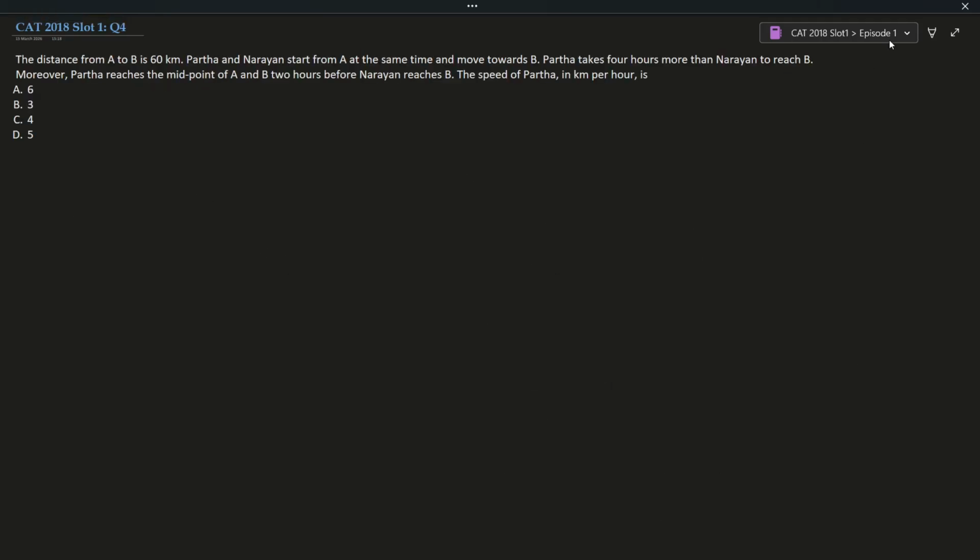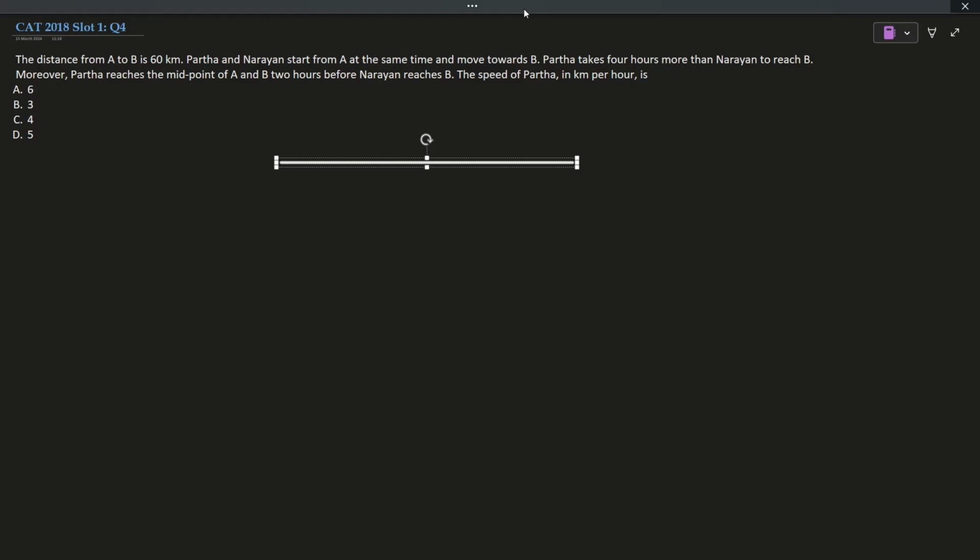Let's move on to the next question. The distance from A to B is 60 kilometers. Partha and Narayan start from A at the same time and move towards B. Partha takes 4 hours more than Narayan to reach B. Moreover, Partha reaches the midpoint of A and B 2 hours before Narayan reaches B. Find the speed of Partha in kilometers per hour. Let's say this is A and B.